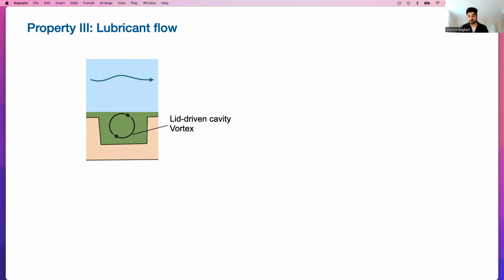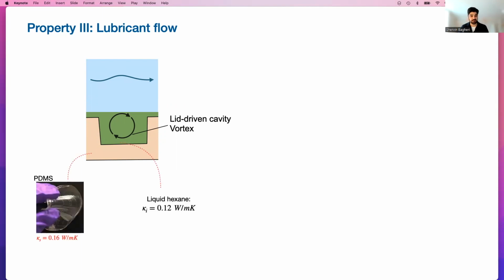So, for example, if you imagine that you have a material which has a low heat conductivity, like PDMS, right? And you have lubricant, you can have an alkane, like hexane, for example. So the conductivities of the lubricant and the material are not too different, right? So we have 0.16 here watts per meter kelvin, and here we have 0.2.